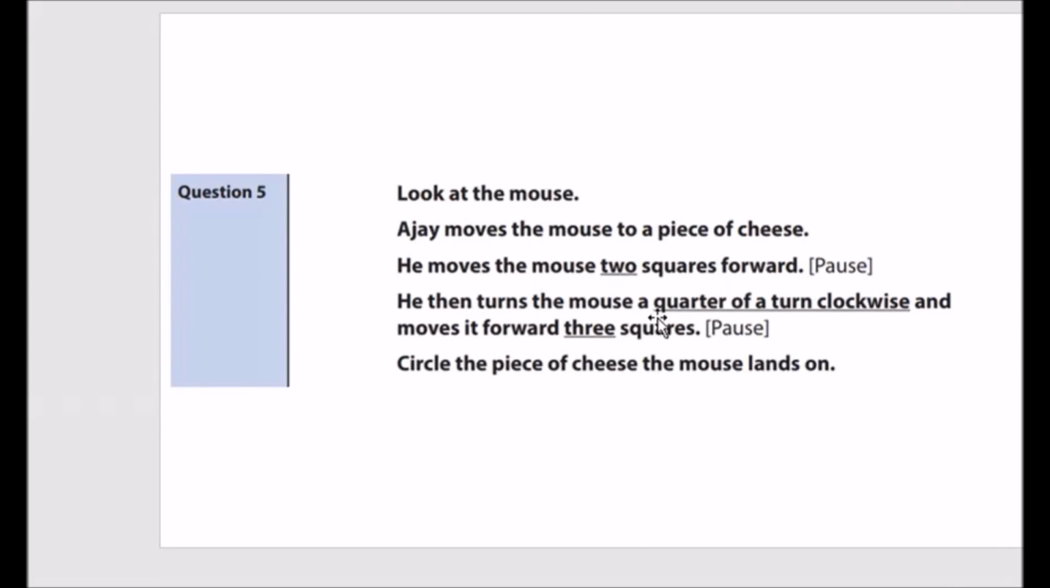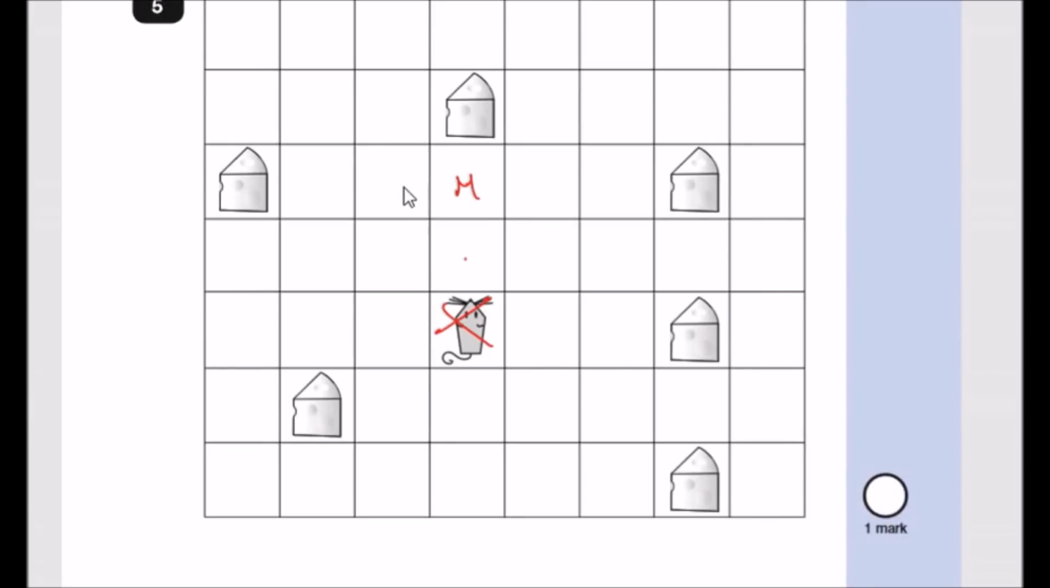He then turns the mouse a quarter of a turn clockwise. So if this was clockwise, upwards, he's going to turn it to the right and moves it forward 3 squares. So he turns the mouse clockwise, so it's going to be this direction. So 1, 2, 3. So the mouse is now here.